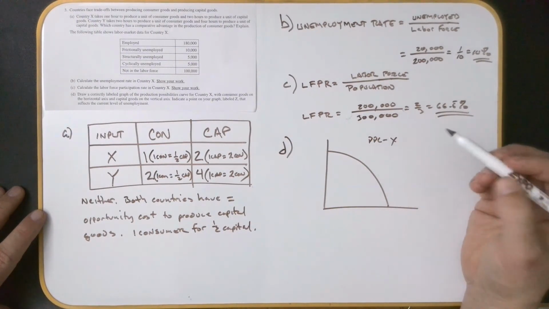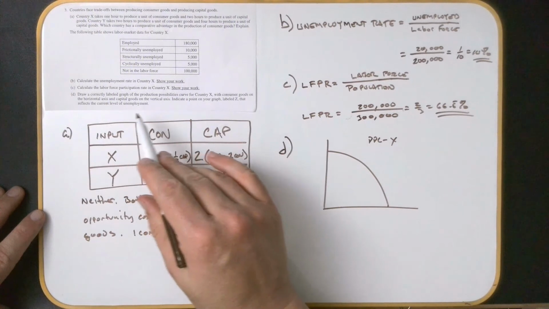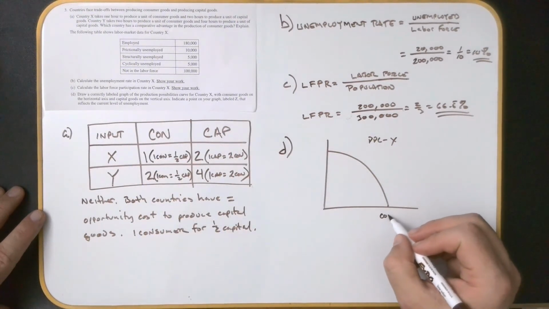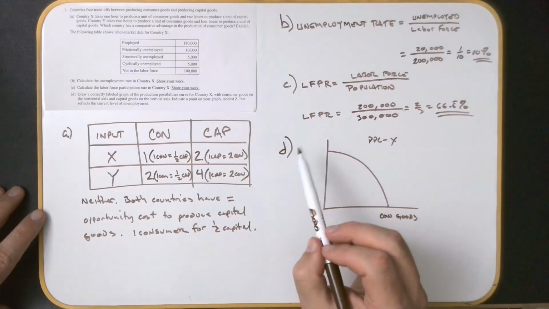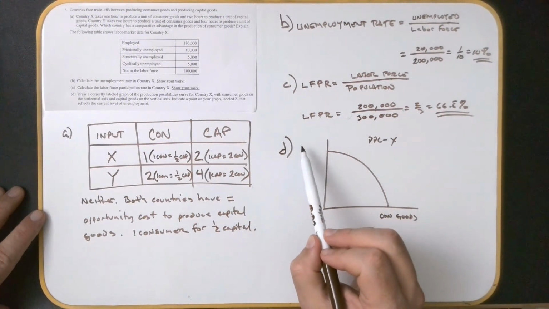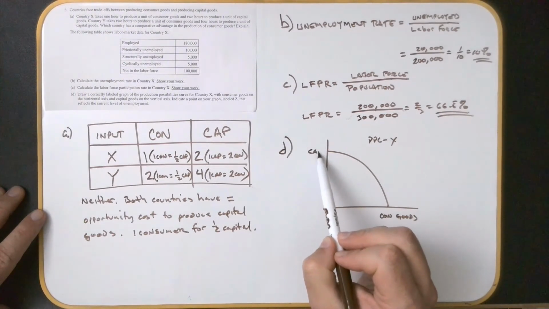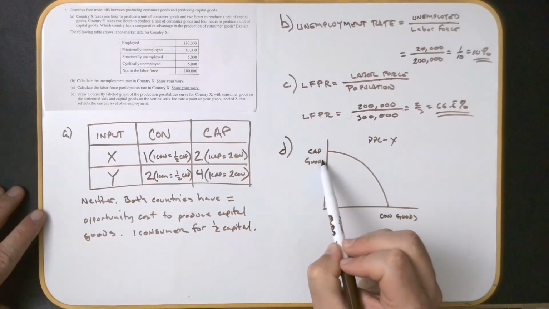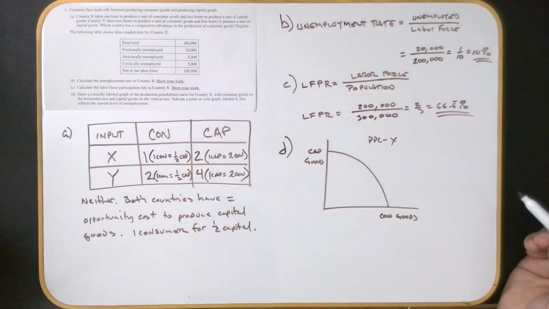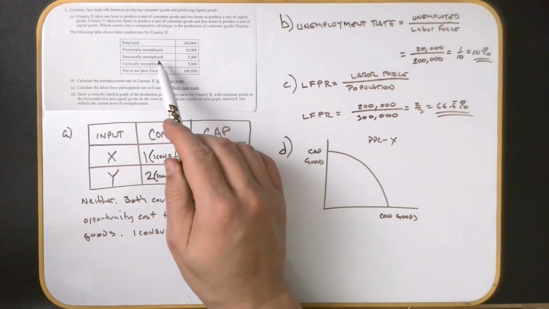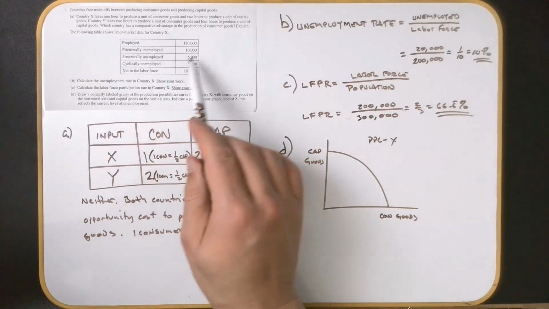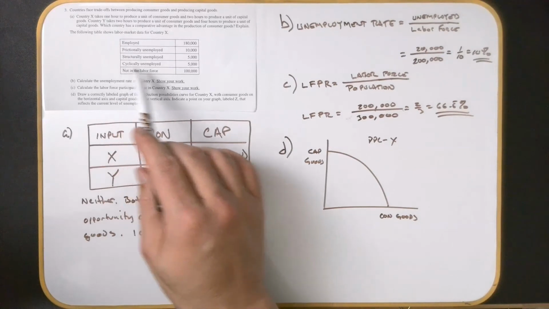for country X, and it says the horizontal is consumer. So I'll put con goods here, and so that means the vertical is capital goods, so I'm just going to write cap goods here. Okay. And then it says, indicate a point in your graph labeled Z that reflects the current level of unemployment. Well, we have to go back to here, and if you recall, frictionally and structurally unemployed is fine. It's a healthy part of an economy. The bad one is the cyclically unemployed.